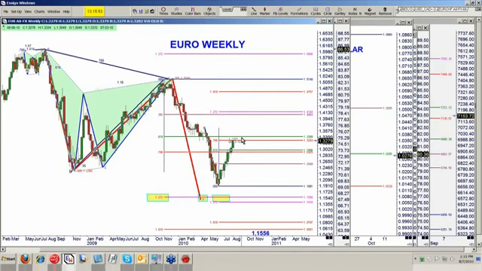It's not just the euro; it's a combination of the dollar index and all of the other major currencies are all doing the same thing. They're all making these patterns. Hey, I don't know nothing about fundamentals. I do know about patterns.